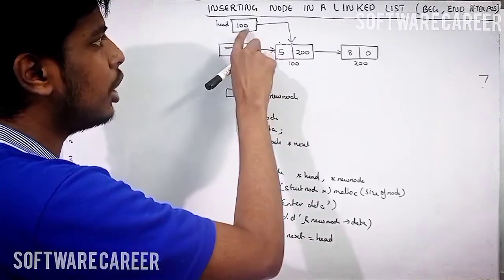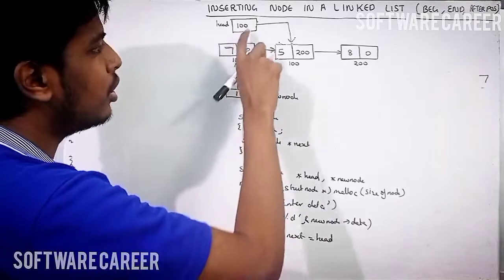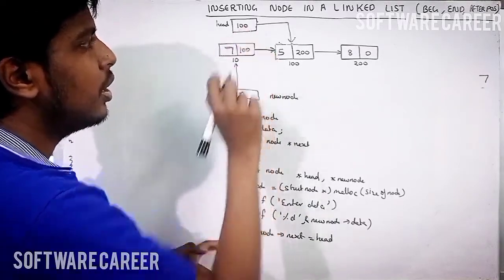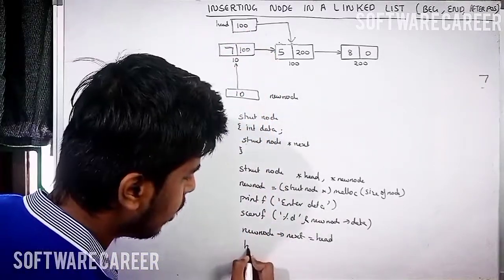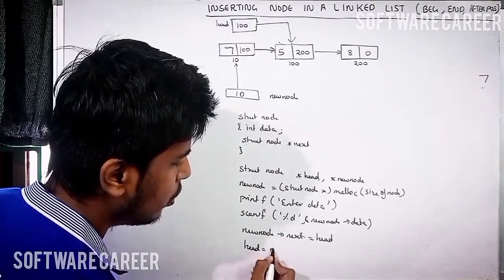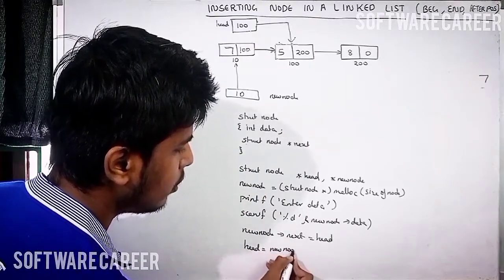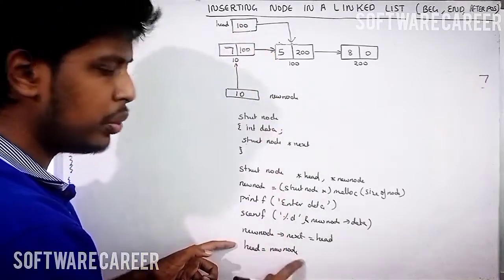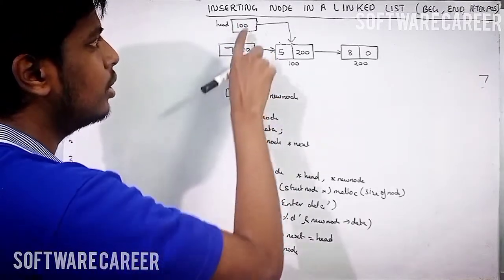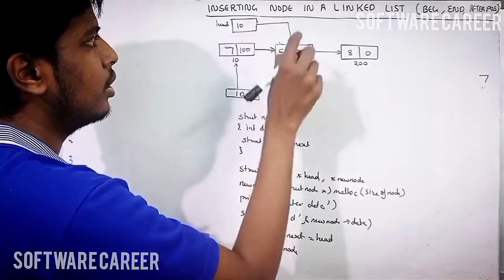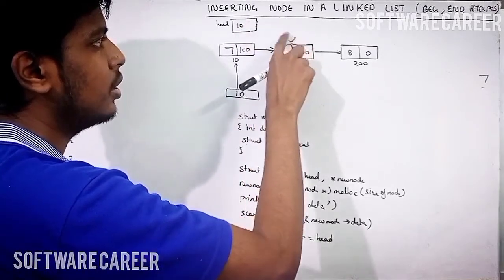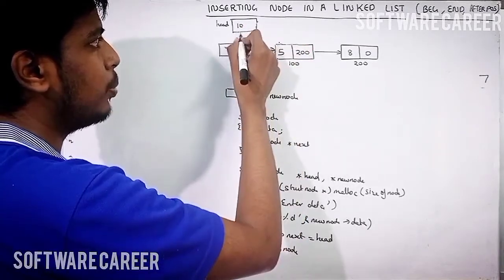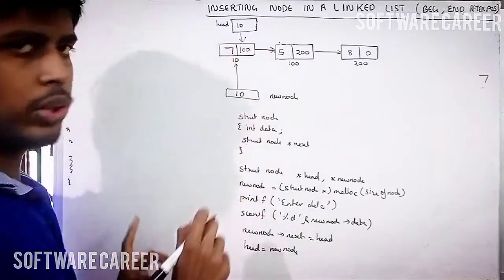Now the next step is you should update the head pointer to 10. You should store 10 into this head. So see here, I am writing the code: head equals new node. Now see, head is this head pointer. In this pointer I should store the new node address. New node is 10. So I am updating it to 10. So this pointer gets cancelled and this head pointer is pointing towards this new node.